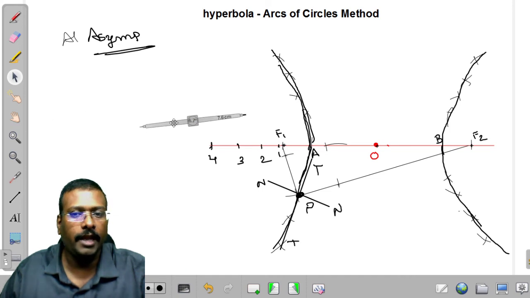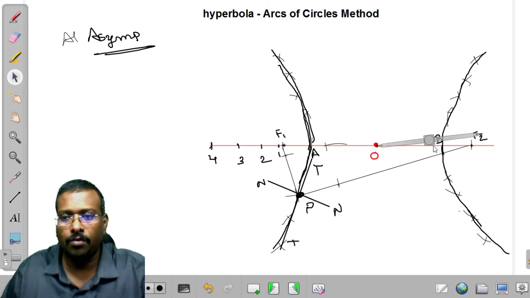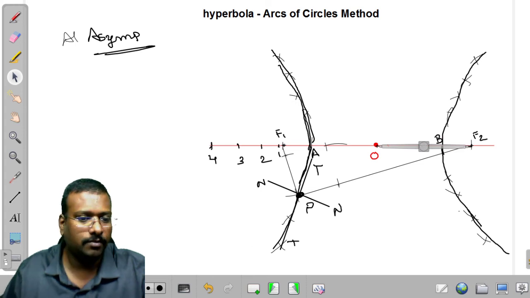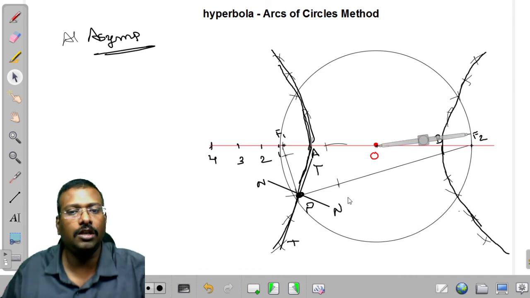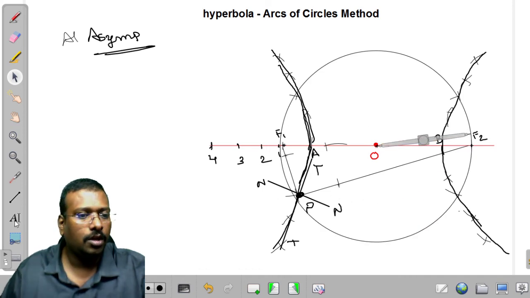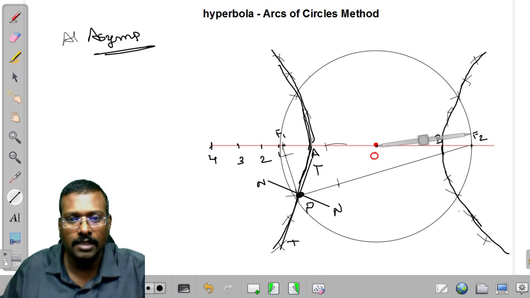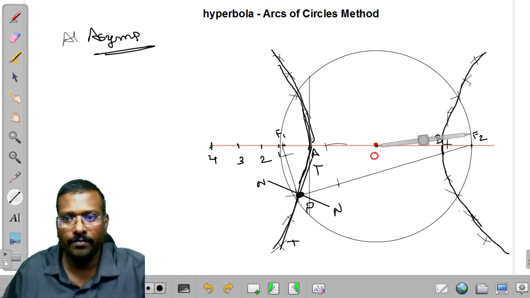Observe. Take O as center. OF1 or OF2, both the lengths are same. Take OF1 or OF2 as radius and draw the circle. Now draw vertical lines at A as well as at B.